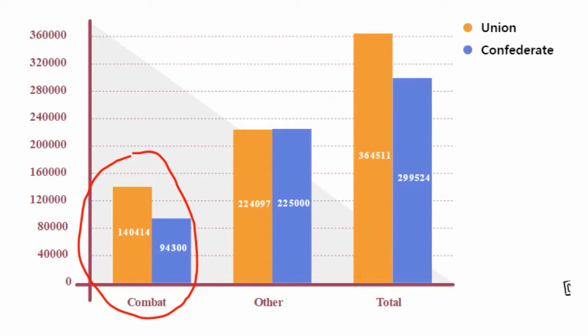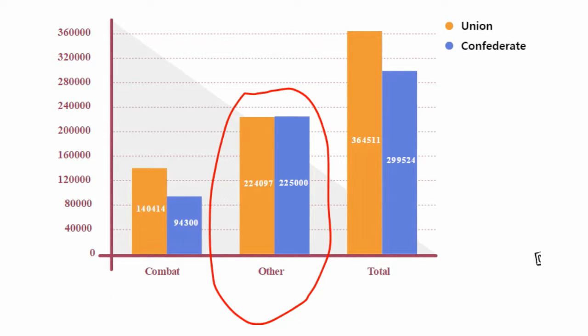140,414 Union soldiers and 94,300 Confederate soldiers died in combat, which adds up to a total of 214,938 casualties caused by combats. 224,097 of the Union and at least 225,000 of the Confederate died of other reasons, such as disease and hunger. And this adds up to a total of about 450,000 people.